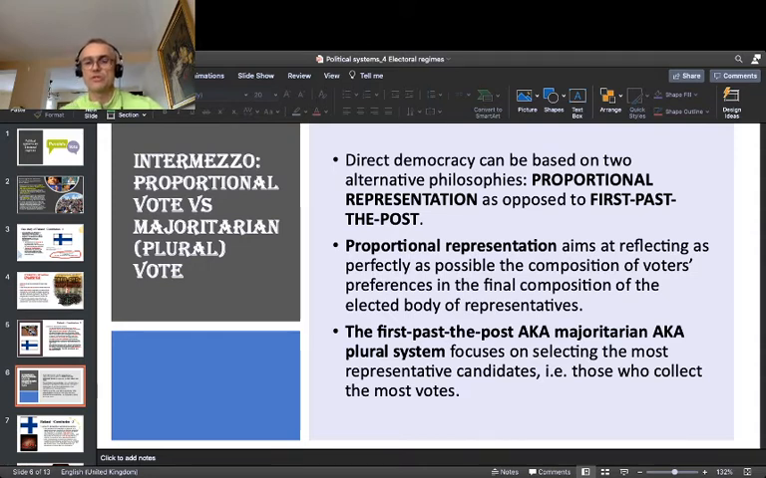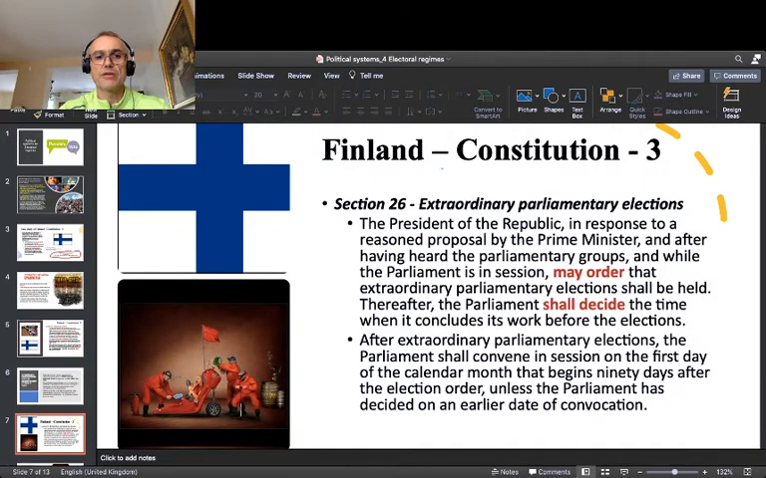So in order to counterbalance this phenomenon of losers in the parliament, we have those systems called first past the post. First past the post essentially is a name or a designation which comes from the idea that in order to get a mandate, to get a seat in the parliament, you have to be the best in your district. So you have to be first past the post. You can be the best or among the best. There are various detailed solutions, but that's the general idea. So let's get back to Finland.